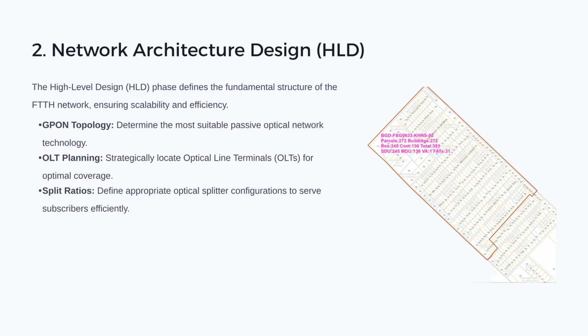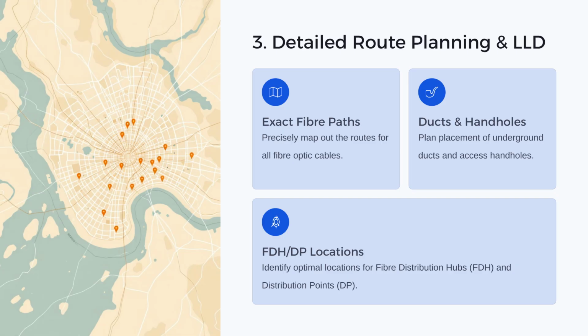This defines the fundamental network structure, including GPON topology selection, strategic OLT planning, and defining split ratios for efficient subscriber service. Step 3 is detailed route planning and low-level design, LLD.